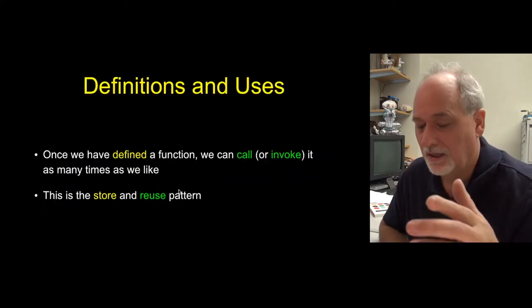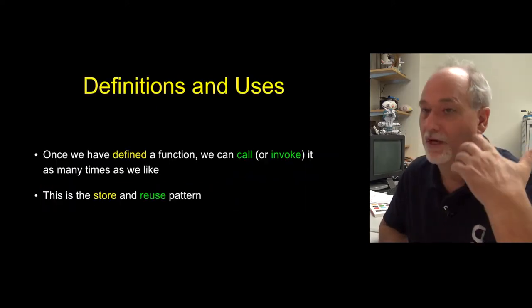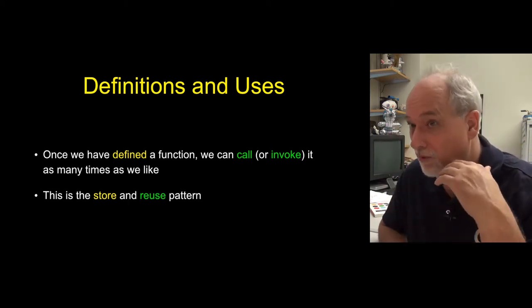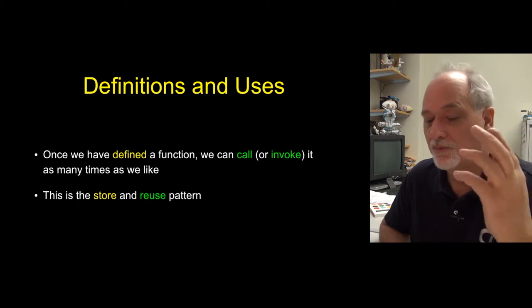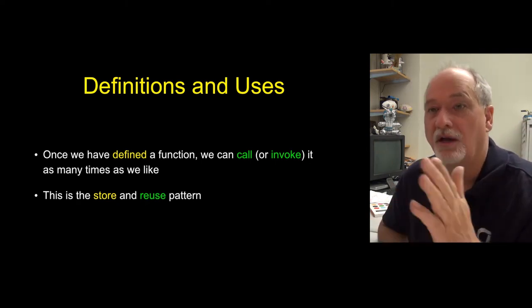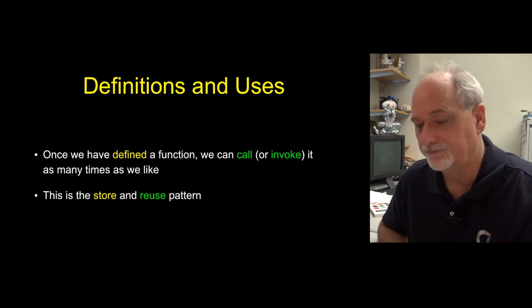So let's take a look at how you invoke a function, right? You define it, and then you use it. Sometimes you define it once and use it once, but more commonly you define it once and use it more than one time. Again, the store and reuse pattern. The def is the store, and the invoking is the reuse.